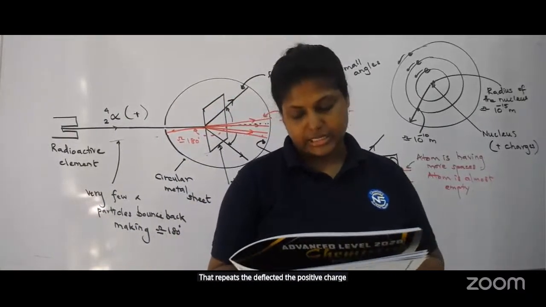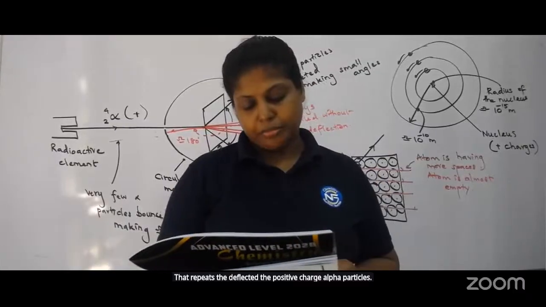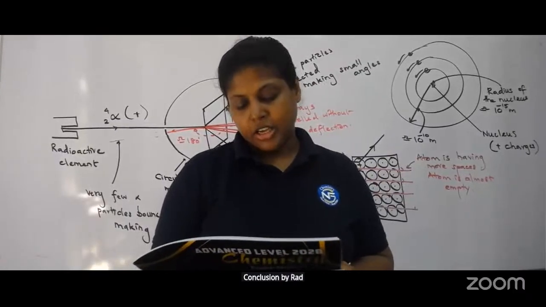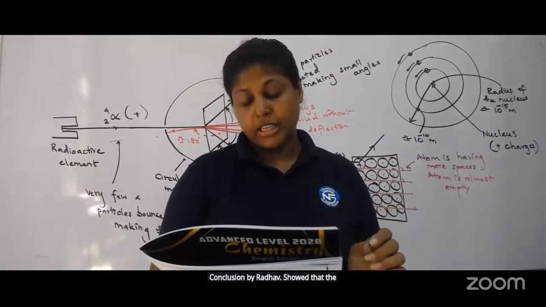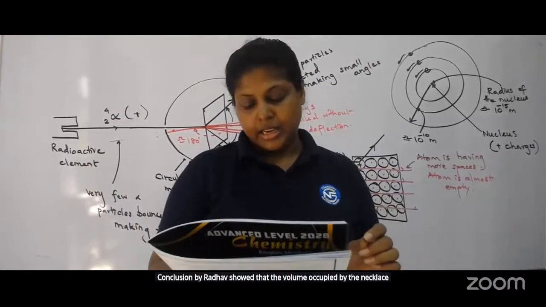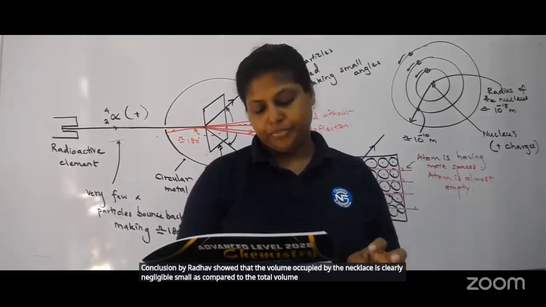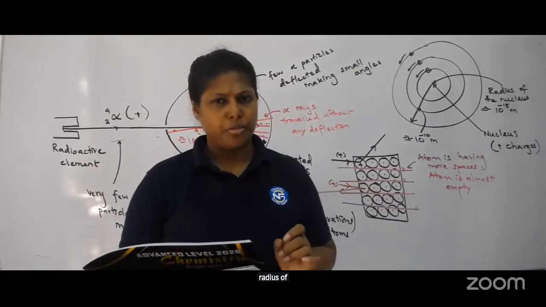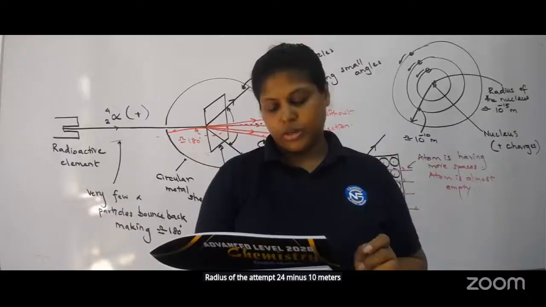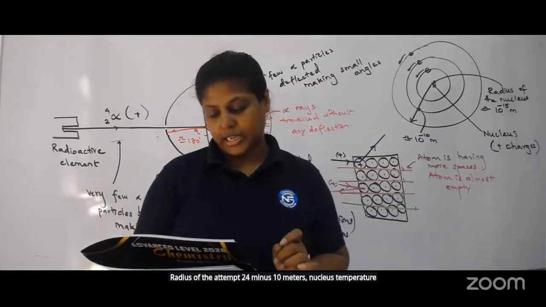The conclusion by Rutherford showed that the volume occupied by the nucleus is negligibly small compared to the total volume of the atom. Radius of the atom is 10 to the power minus 10 meters, nucleus 10 to the power minus 15 meters. Underline them.